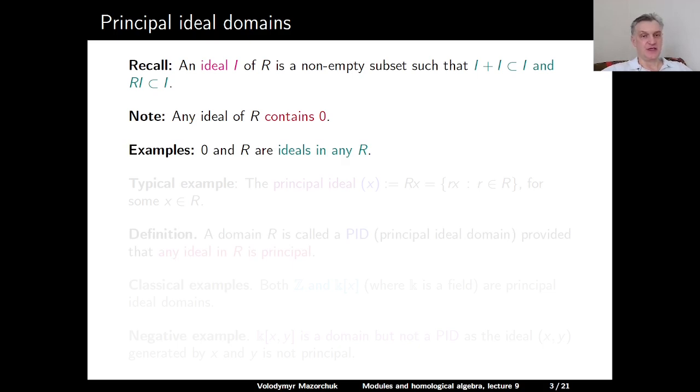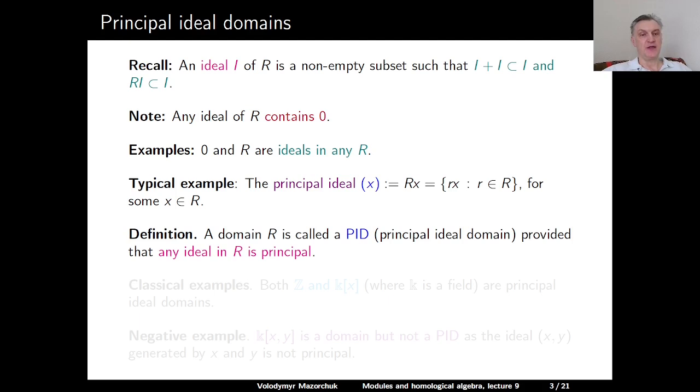Two easy examples. The element 0 itself forms an ideal in any ring R, and the whole ring R is obviously an ideal of R. Here is a more typical example. Given some element x in R, we have the principal ideal generated by x, and it consists of all elements rx, where r is an element in R. Definition: a domain R is called a principal ideal domain, provided that any ideal in R is principal.